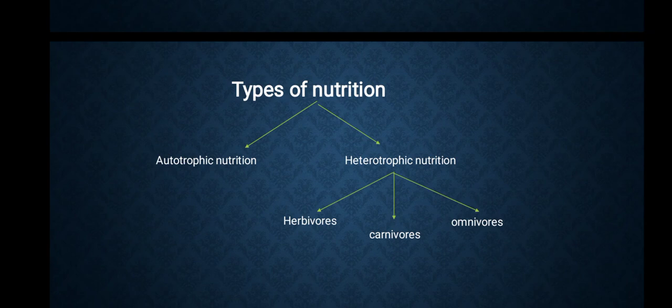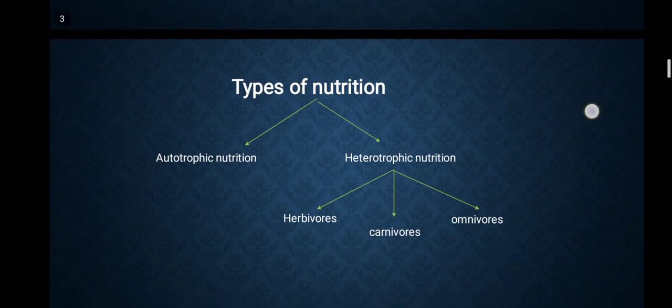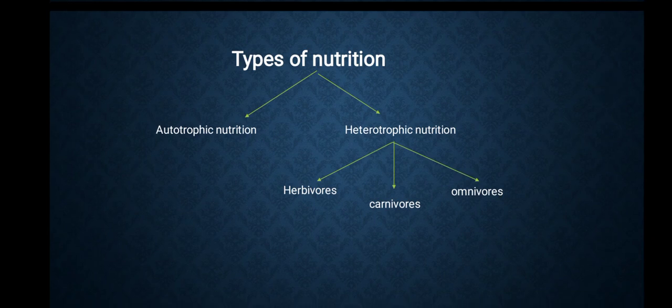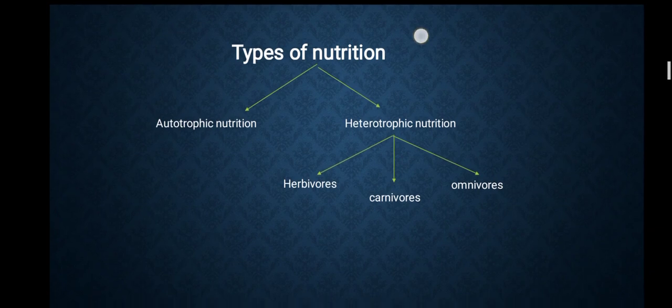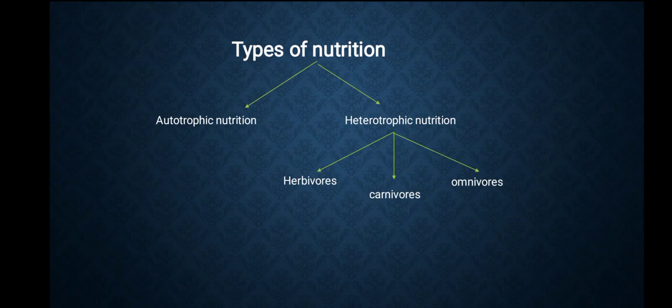So in autotrophic nutrition, what happens? Self nourishment. Okay. Yes, ma'am. Green plants are able to prepare their own food, hence they are called autotrophs. Why are plants called autotrophs? Because green plants are able to prepare their own food. Their own food.